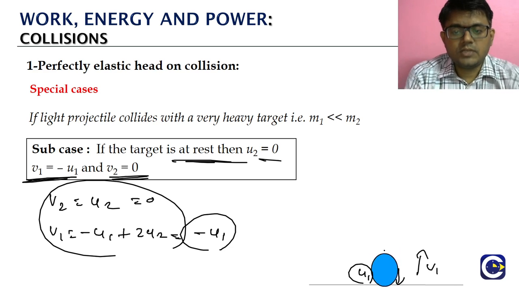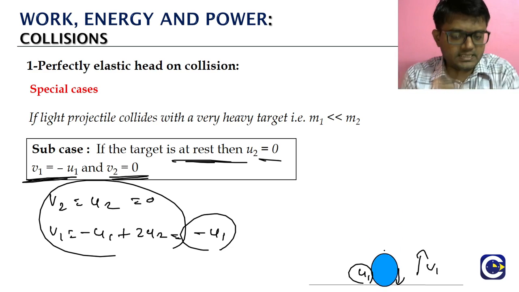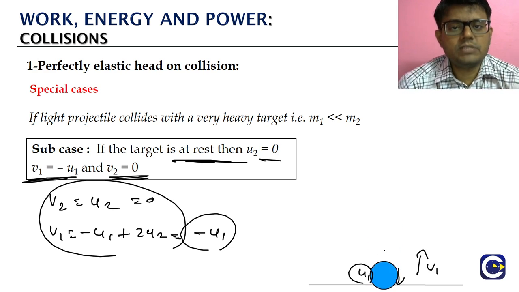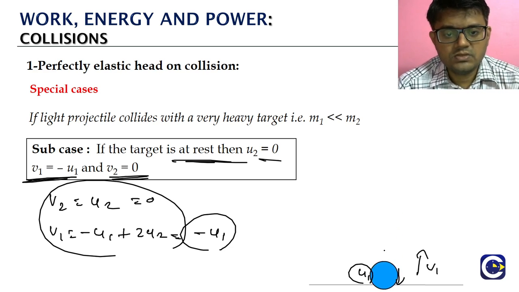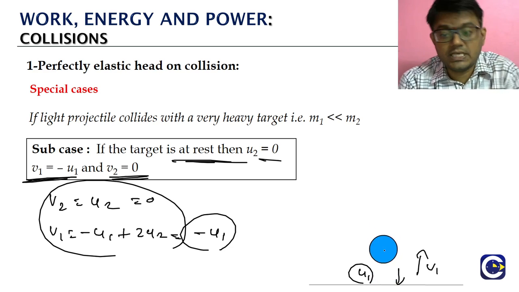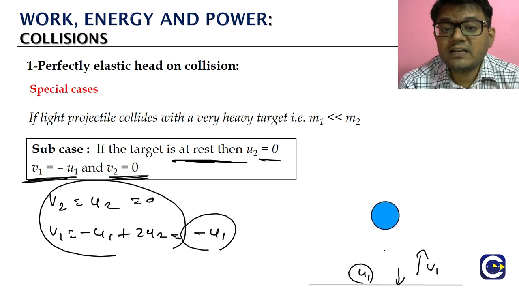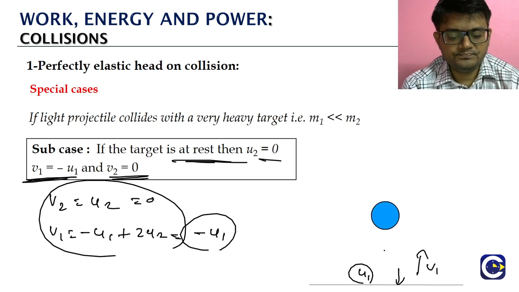Okay? So in case 2 as well as case 3, the heavier one is not going to change its velocity; only the lighter one's velocity will change. Okay? So these are the special cases for the perfectly elastic head on type of collision.